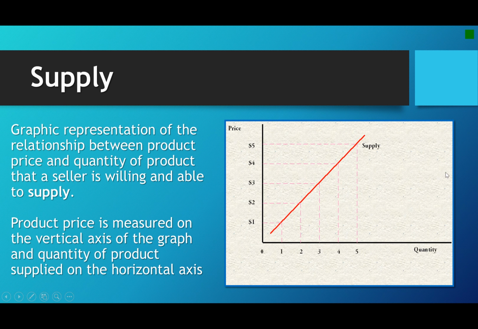As for supply, it is a graphic representation of the relationship between the product price and quantity of a product that a seller is willing and able to supply. Product price is measured on a vertical axis as you see here, and the quantity of a product supplied on the horizontal axis as you see here.